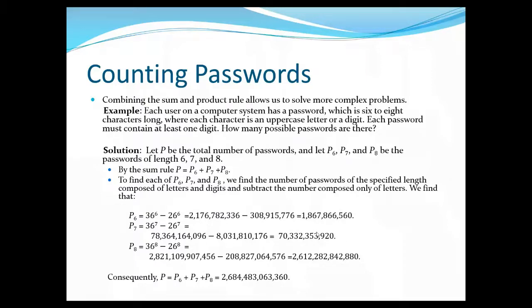Then just repeat the solution for 8 characters. We have 36 raised to 8 for all possible ways, minus the possibility that it will be all English letters. So 26 raised to 8, subtracted from 36 raised to 8, and we have this result. And the results will be added to get all the possible ways for the password. So this will be the result.